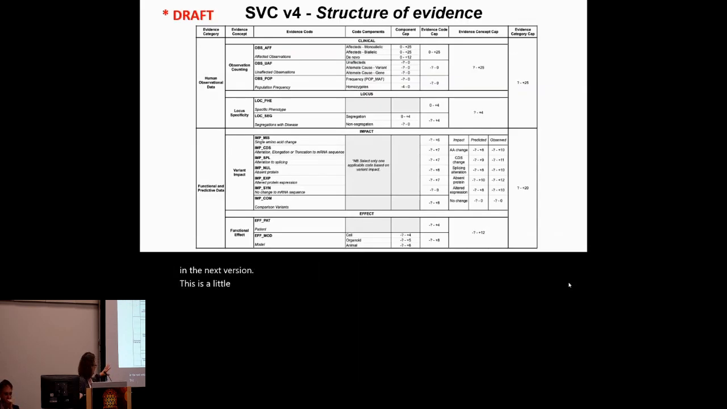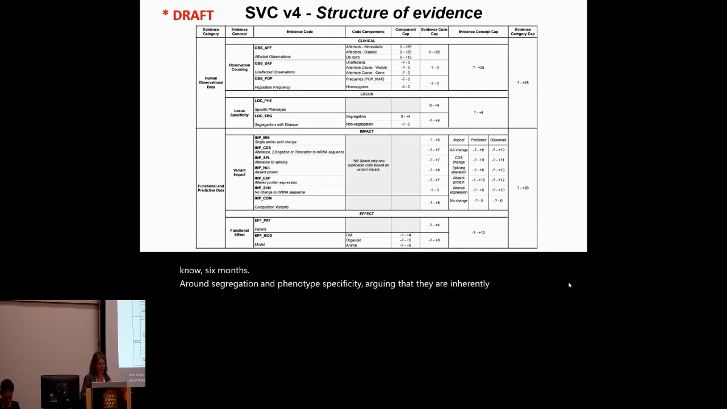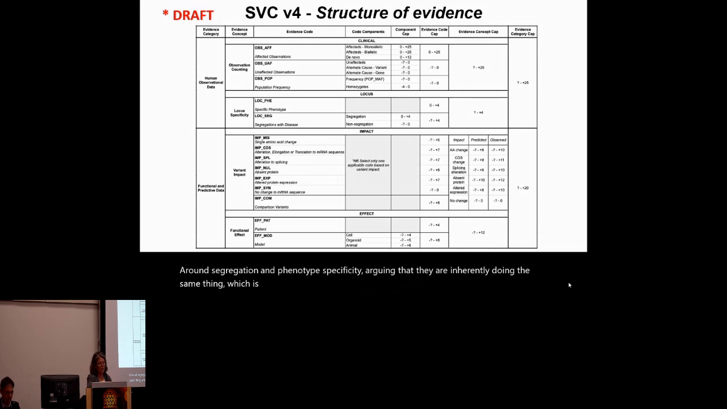This is a little harder to read slide, just to give you a draft version, and I can tell you already some of these codes we just changed, so don't rely on the 3-letter codes in here because a bunch of them are changing. But you can see it separates human observational data, which then breaks into counting cases versus locus specificity. And interestingly, we just published a paper within the last 6 months around segregation and phenotype specificity, arguing that they are inherently doing the same thing, which is focusing in on a specific locus.